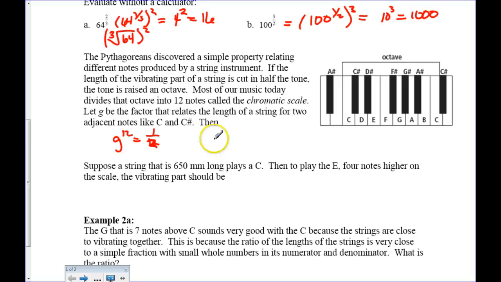Our problem here, we want to find what G is, and in order to do that, I'm going to take 1/2 to the 1/12, because the 12th root of G, and the 12th root of this. If you put that in your calculator, that ends up being 0.944.